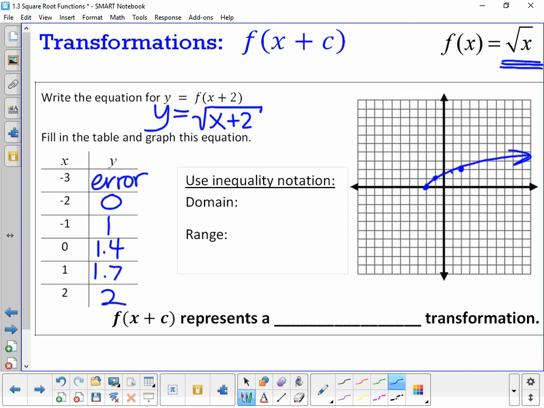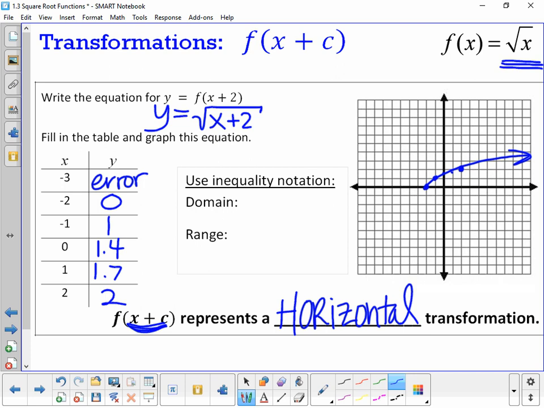So here's our function. And you can see that it has that same shape, but this time instead of shifting up or down, it shifted back to the left. This is a horizontal translation. Anytime that number is being added to the x, in this case under the radical.